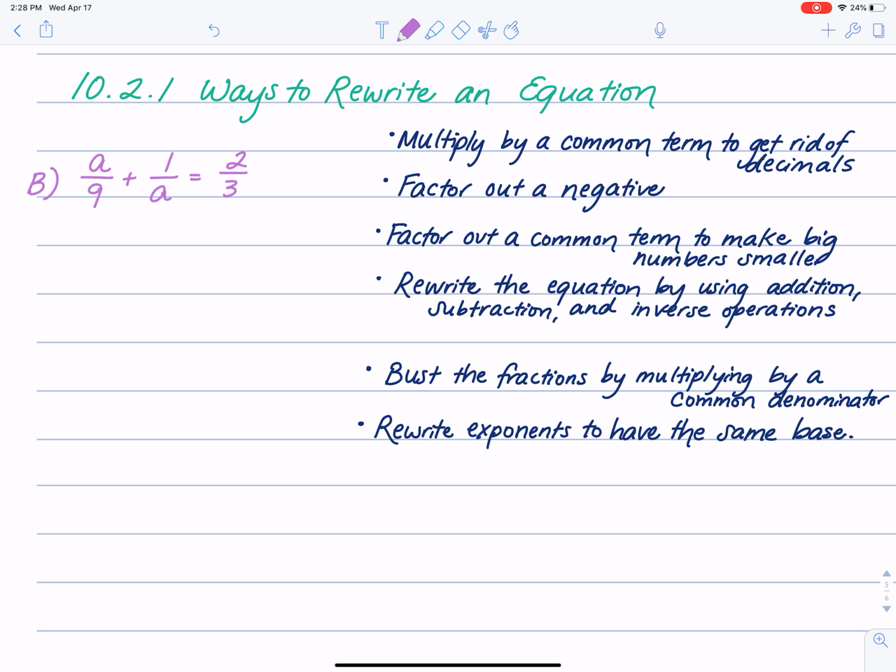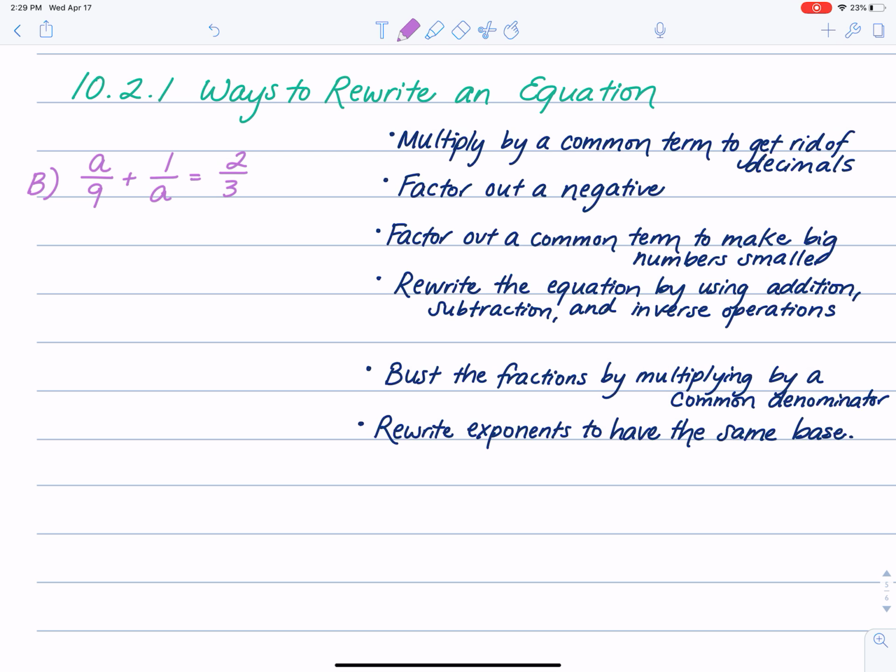So let's go through our list. Multiply by a common term to get rid of decimals. No, because there's no decimals involved. Factor out a negative. No, there's no negatives involved. Factor out a common term to make numbers smaller. No, not quite, because we have fractions, not big numbers. Rewrite the equation by using addition, subtraction, and inverse operation. Ooh, that seems like a viable possibility, because again, we have this 2/3 over here on the right. So let's go ahead and, well, maybe we'll do that one second though.